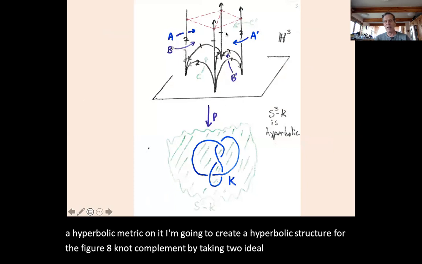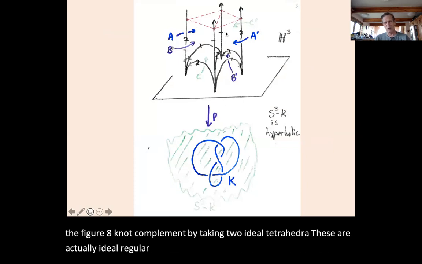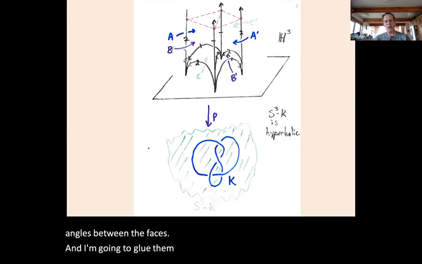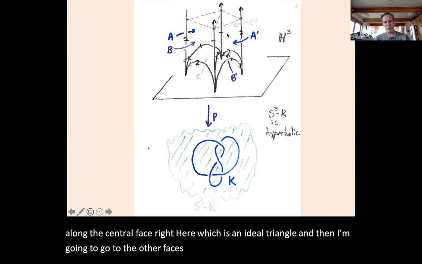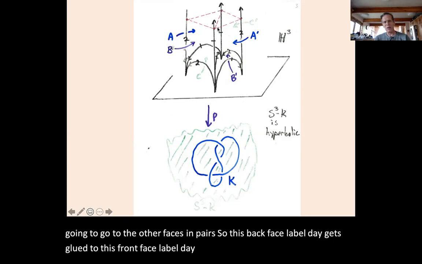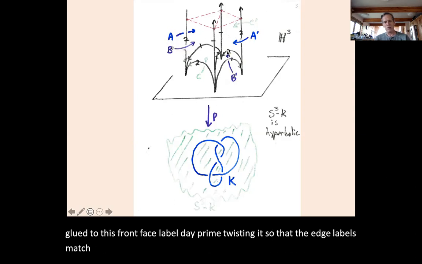These are actually ideal regular tetrahedra, all 60-degree angles between the faces, and I'm going to glue them together. So I glue them together obviously along the central face right here, which is an ideal triangle, and then I'm going to glue the other faces in pairs. So this back face labeled A gets glued to this front face labeled A prime, twisting it so that the edge labels match. The front face B gets glued to this bottom face B prime, and the back face C prime gets glued to this bottom face C.